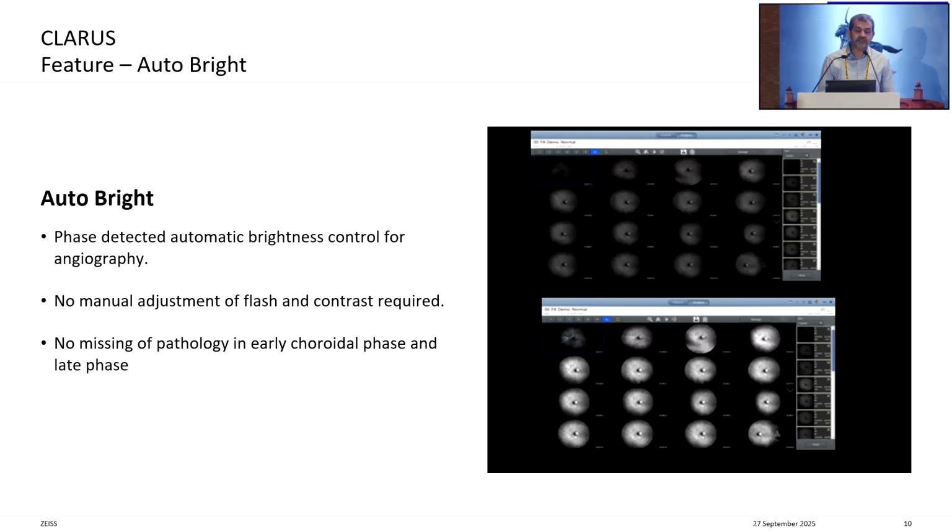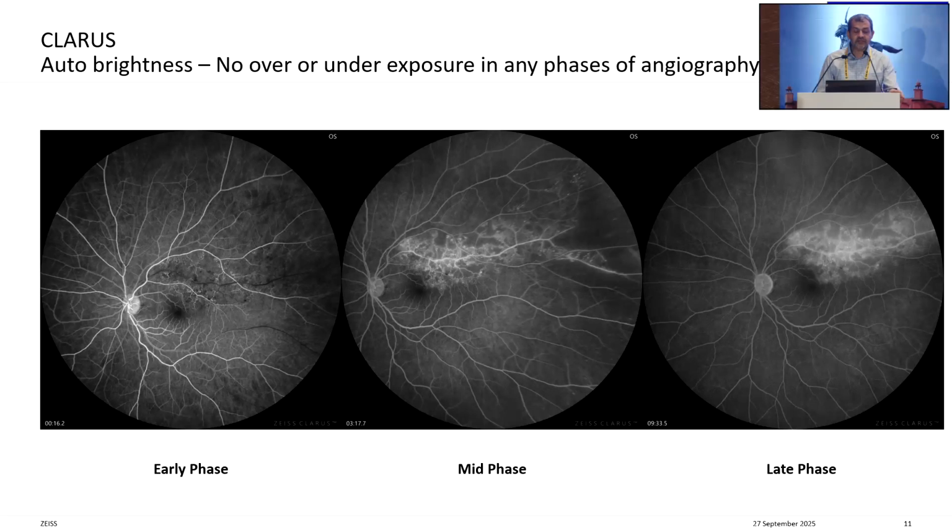Again, in older machines we used to adjust the brightness, because once the dye starts leaking or pooling, with the same level of brightness you get very bad overexposed images, but not in this machine. Here you can see that in the early phases there is a dark occluded vessel, and as the dye leaks more, there is no overexposure and no bright fluorescence; it's a normal image.